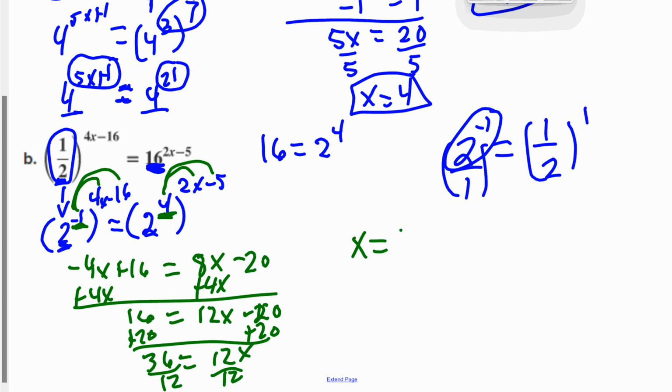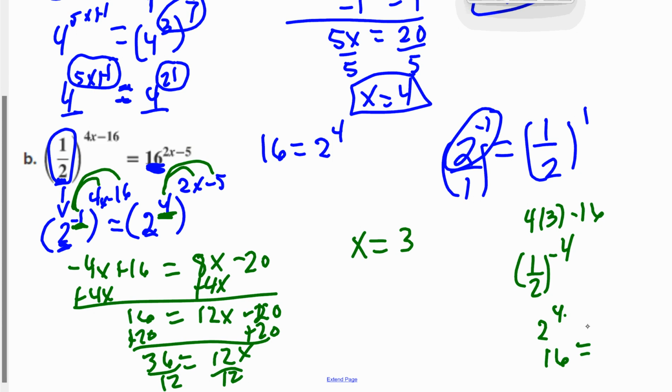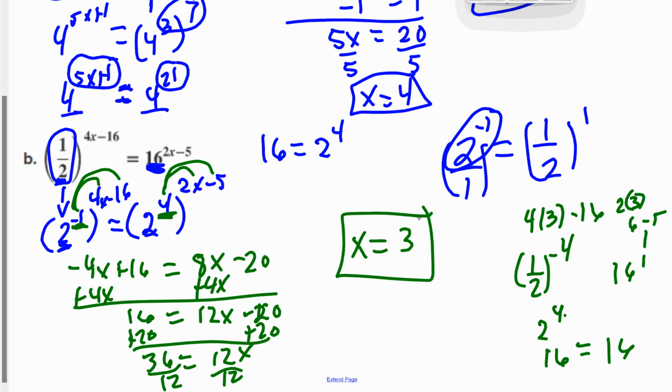So then I can plug that back in. I can take 4 times 3, which is 12, minus 16 is -4. 1/2 to the -4, that negative is going to flip it to 2. 2 to the 4 is 16, right? Now I can do the right-hand side. 2 times 3 is 6. 6 minus 5 is +1, sorry. 16 to the first is 16, and 16 does equal 16, so x equals 3 is true.